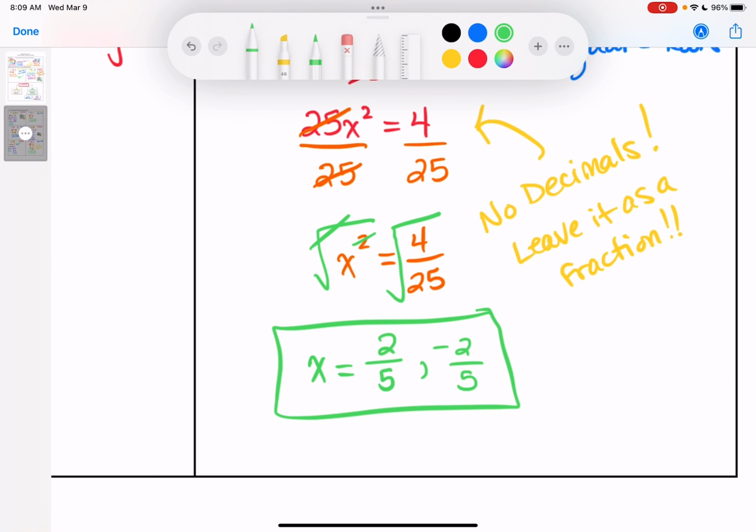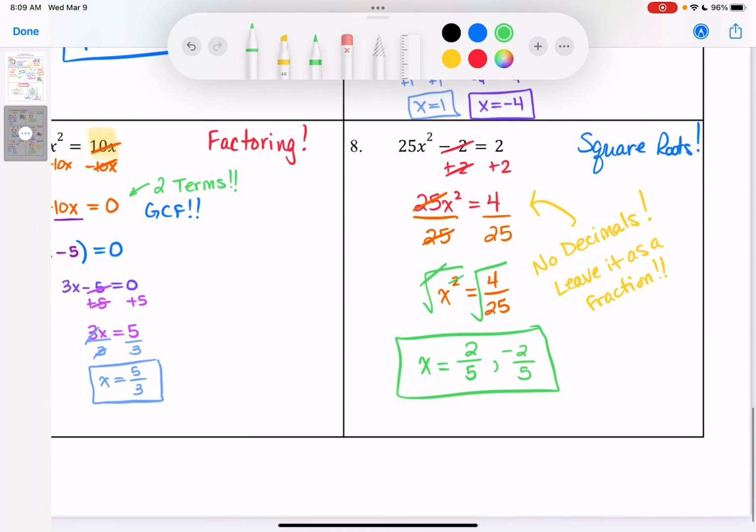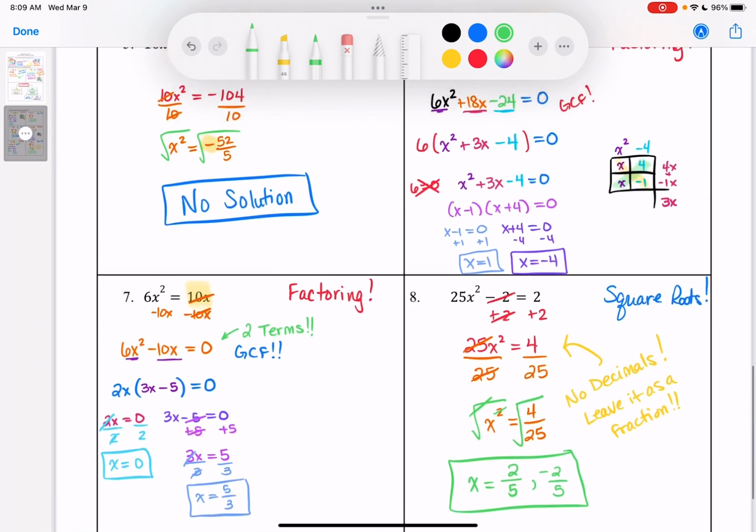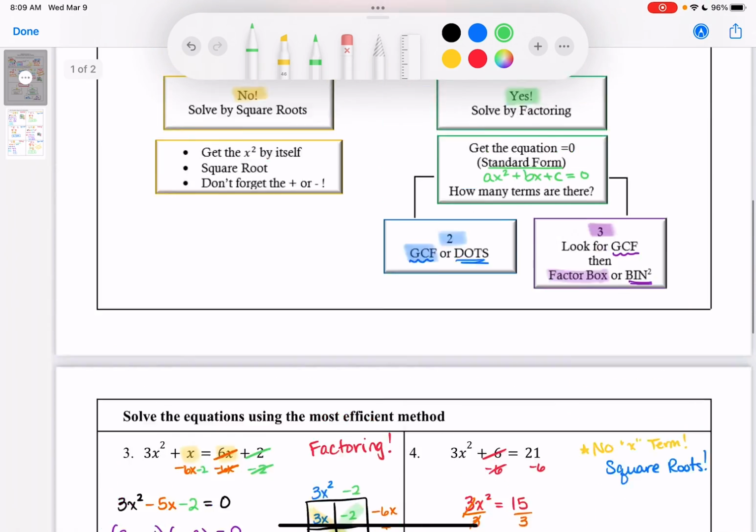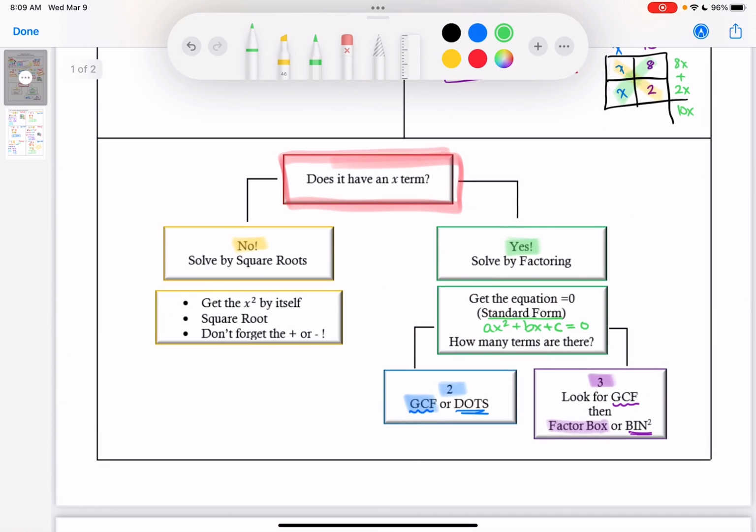That's okay. All right, guys, I think you guys are probably pretty confident in the idea now of picking which method for each problem. Remember, the big idea is, does it have an x term? If the answer is no, use a square root. Get the x squared by itself, square root. Don't forget the plus or minus. Fractions are okay, not decimals.